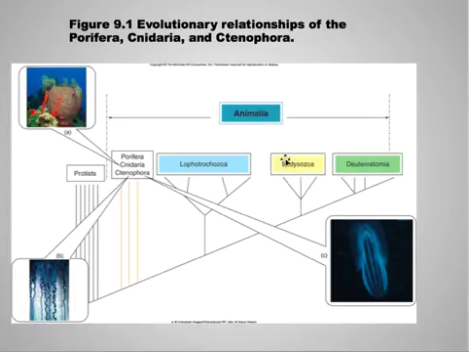Then we have the ecdysozoans. These are insects and roundworms. And then finally, everything else. So all the chordates, anything else with a backbone.